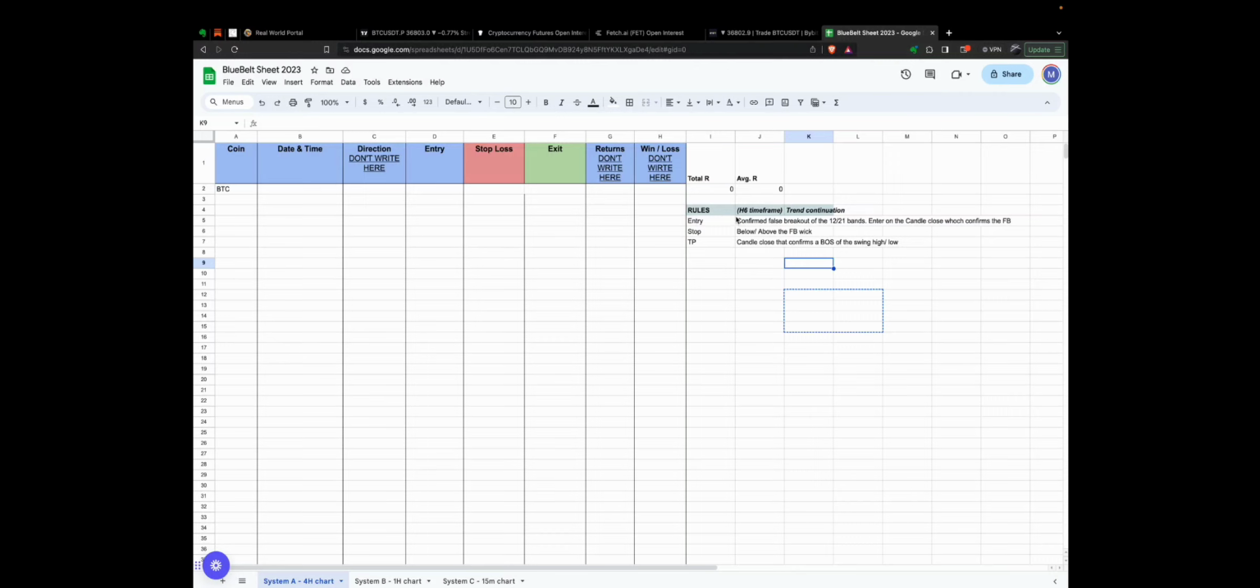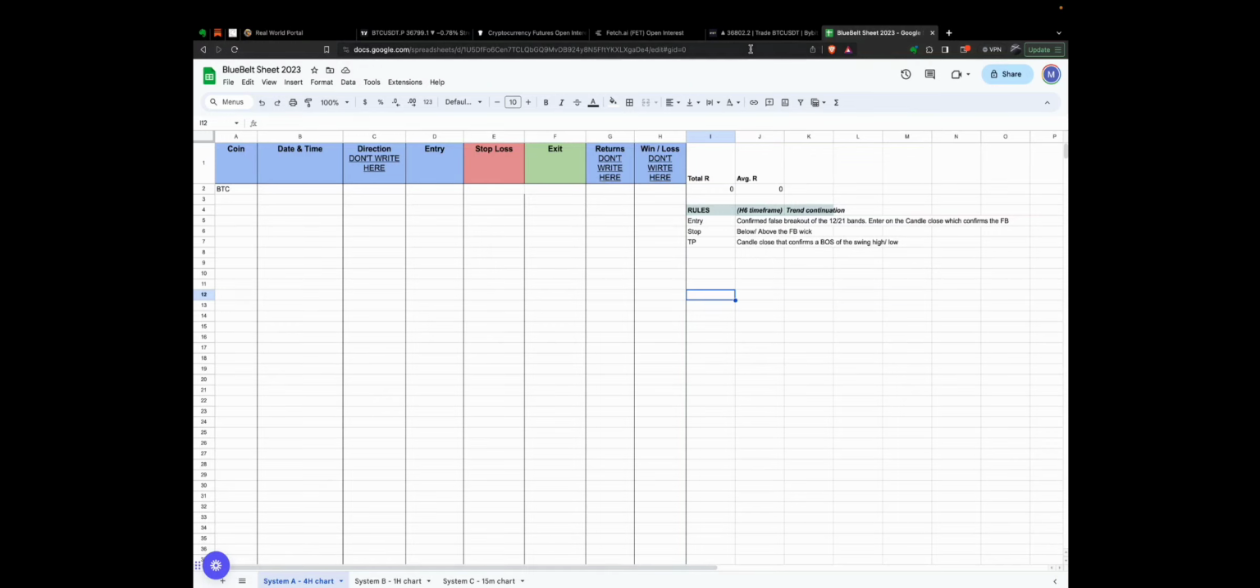The hypothetical system is on a 6-hour time frame, with an entry rule being a confirmed false breakout of the Michaels bands, as you'll have heard them, the 12 and 21 EMA bands. And I will enter on the candle close, which confirms the false breakout. Stop loss goes below or above whichever false breakout wick was created. The take profit is the candle close that confirms a break of structure of the swing high or low. So it's a trend continuation system.